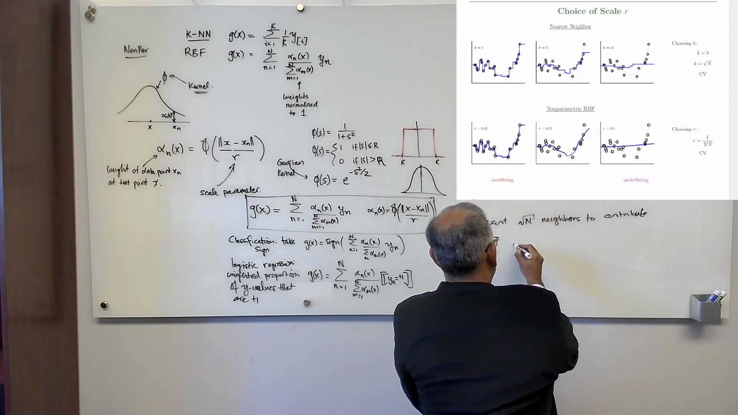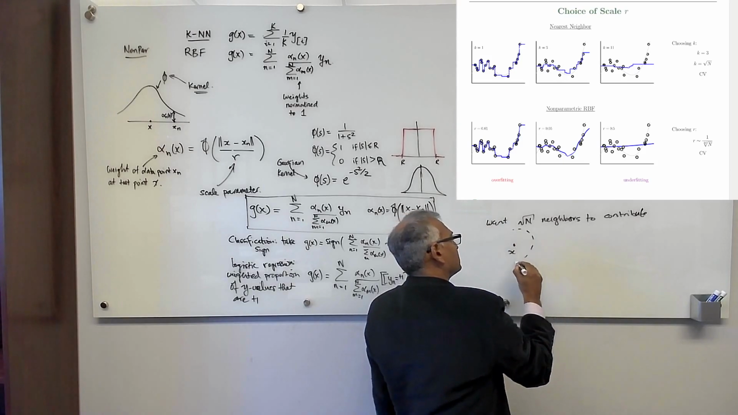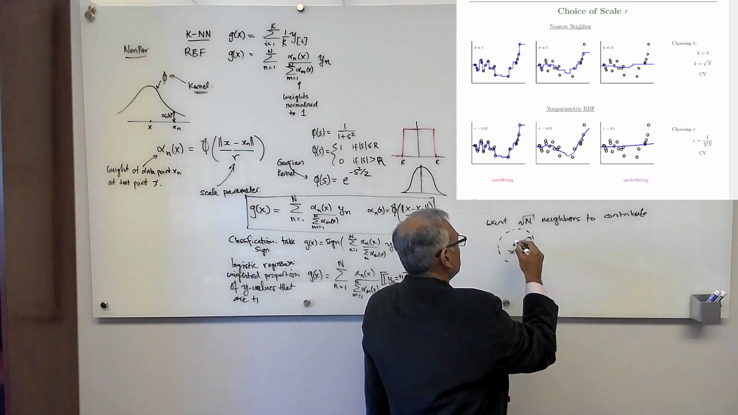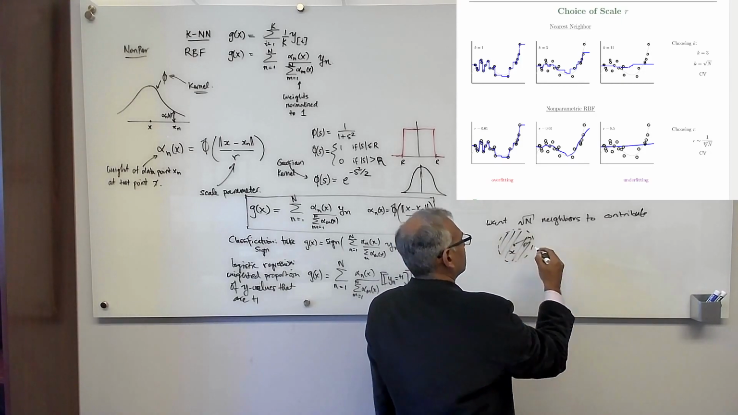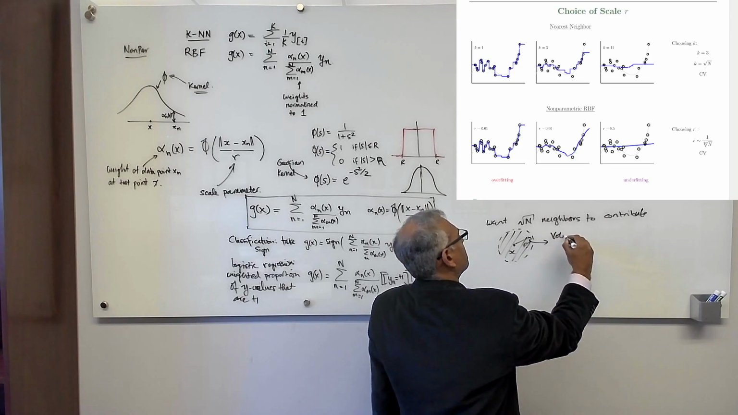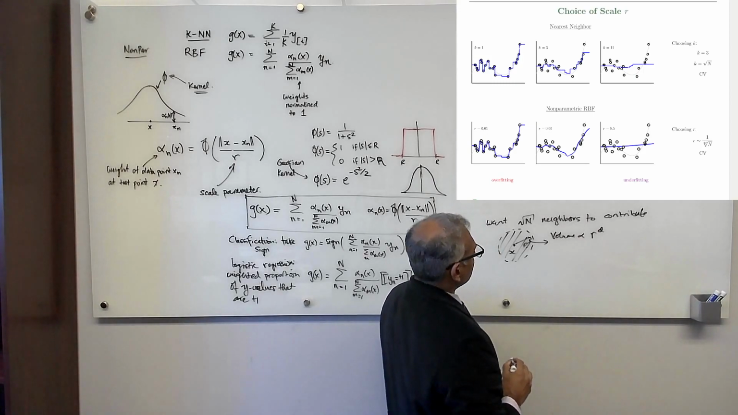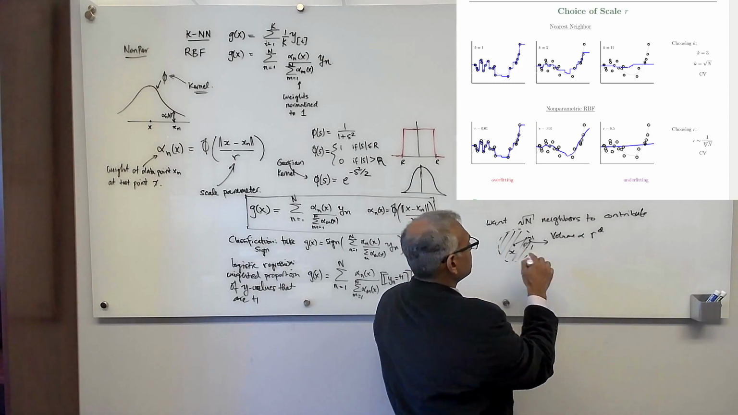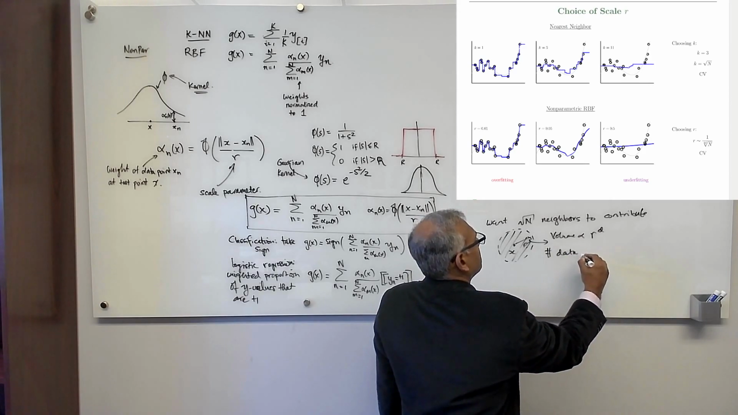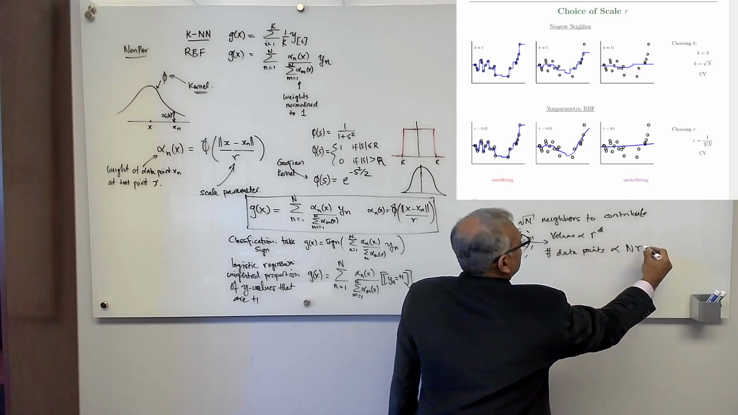Okay, so you can think about it this way: there's the test point x, and in this radius, the scale of r, are the neighbors who are contributing. So what's the volume of this region? The volume of this region is proportional to r raised to the power d. And so the number of data points that fall in this region is going to be proportional to n times r to the d.